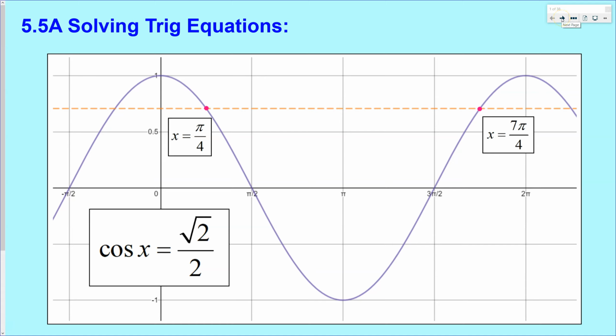Today we're going to take care of section 5.5, the first bit anyways, just solving basic trigonometric equations. These are equations that have a trig function in them of some sort, and they'll get more complex as we go through it, but we're going to start with the very basics.